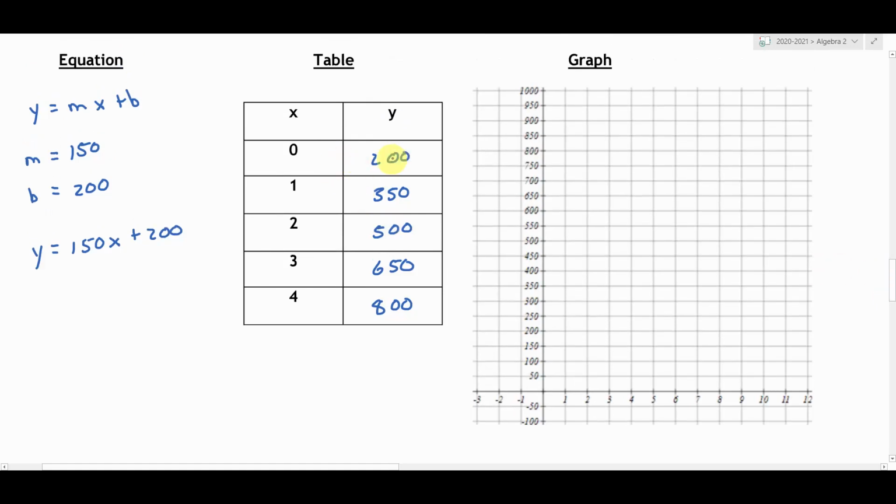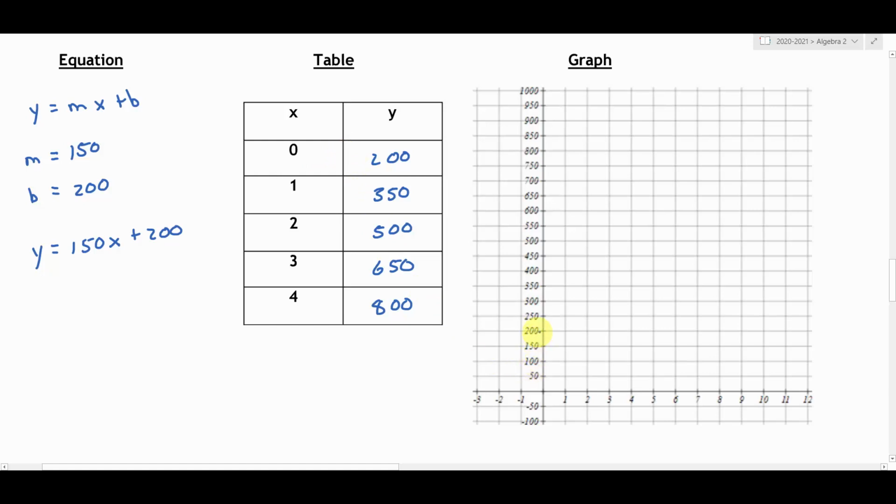Okay, so we go 200, 350 to 500, right? We're adding $150 a day, so every time I add 150, right? That's what we should get. And then I'm going to take this table and turn it into a graph. So I'm going to pick some points here.